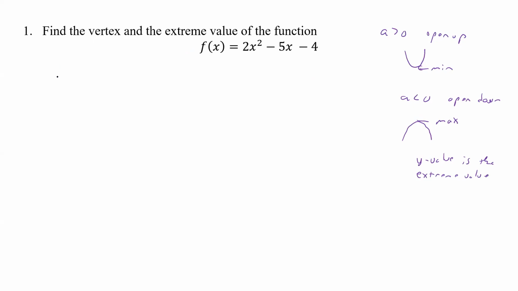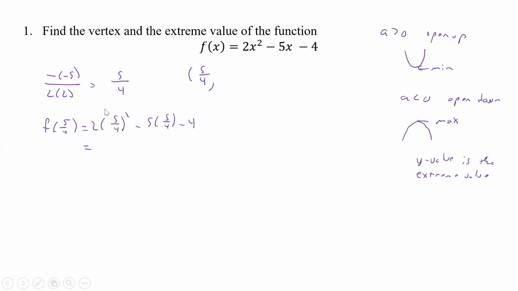So for this one, what is the vertex? Well, we're going to have minus 5 over 2 times 2, because it's minus b over 2a. All right, so minus 5 is 5 all over 4, and that's going to be our x part of the vertex. Now, what do we have? Well, now we have to find what is f of 5 over 4. Well, that's going to be 2 times 5 over 4 squared, and then minus 5 times 5 over 4, and then minus 4. And let's put that into our calculator because it's going to be easier.